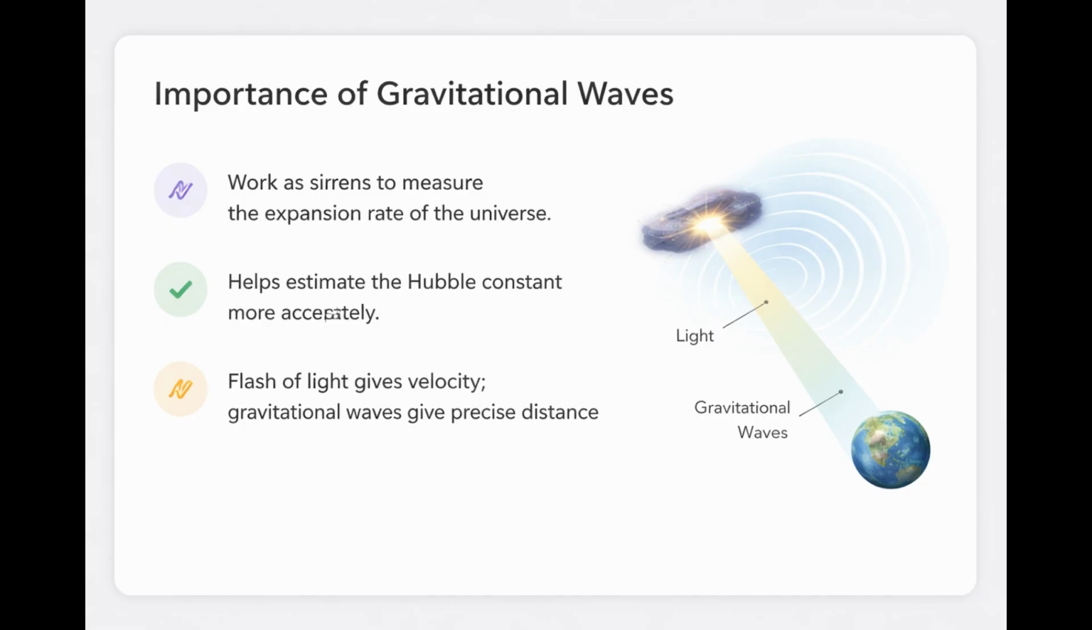They are incredibly useful tools. They act like cosmic sirens that help us measure the universe's expansion rate, known as the Hubble constant. By observing a collision, the flash of light tells us the velocity, while the gravitational waves give us a precise distance. Together, they provide a highly accurate calculation of how fast the universe is expanding.